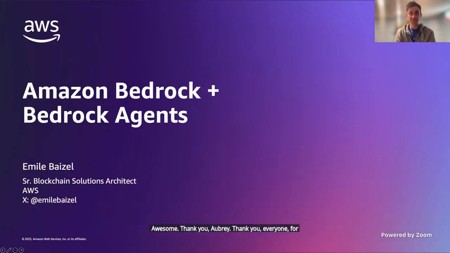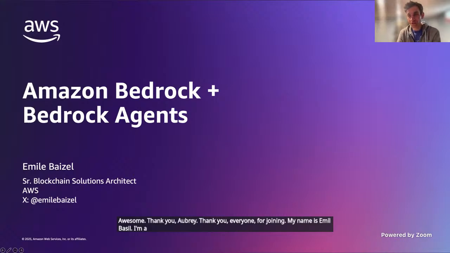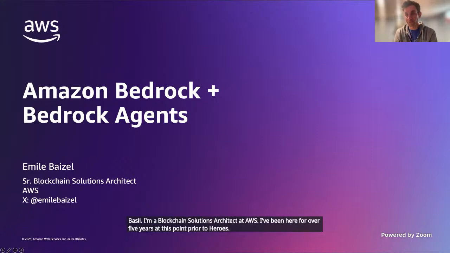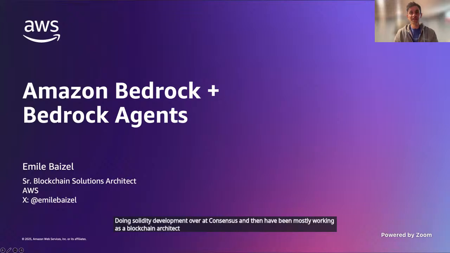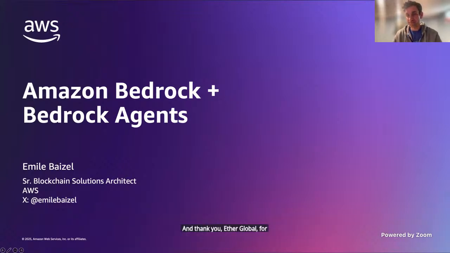My name is Emil Basil. I'm a blockchain solutions architect at AWS. I've been here for over 5 years at this point. Prior to here, I was doing Solidity development over at Consensus, and then have been mostly working as a blockchain architect since joining AWS. And thank you, ETH Global, for this opportunity to participate in this hackathon.